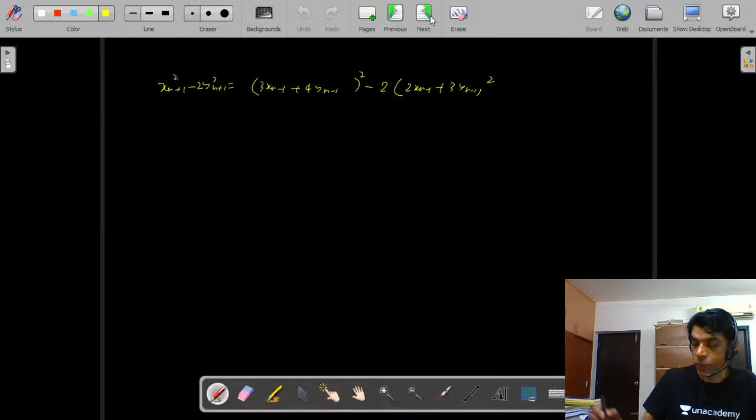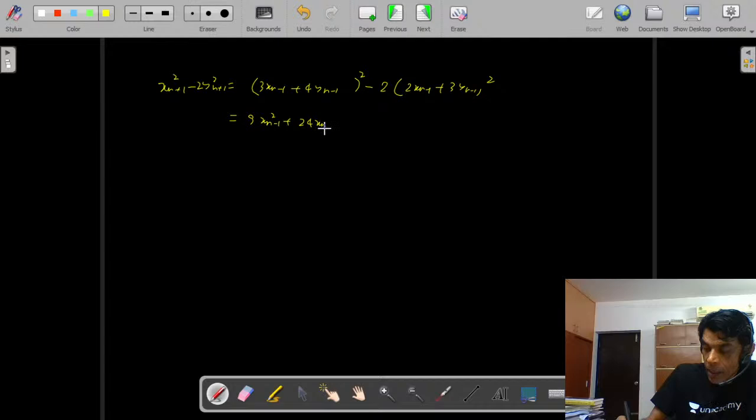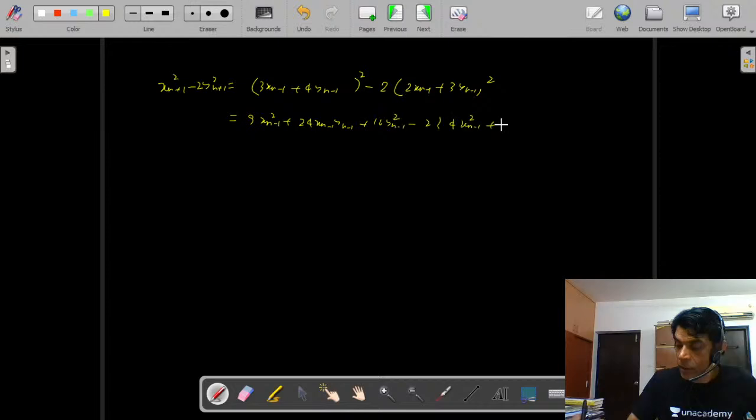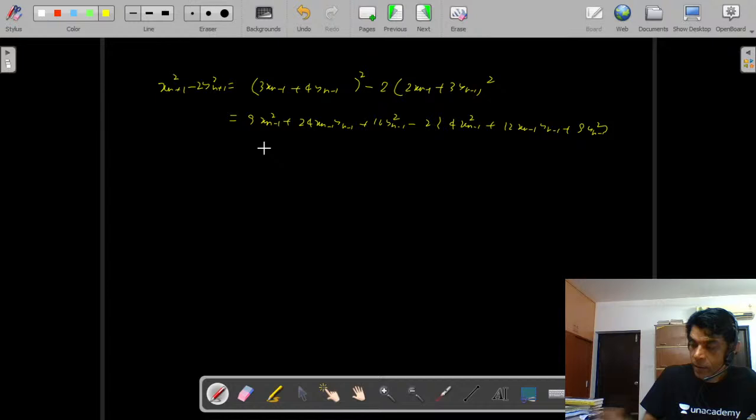Now if I write it out, it will come to 9 xn minus 1 whole squared plus 24 xn minus 1 yn minus 1 plus 16 yn minus 1 whole squared, minus 2 times 4 xn minus 1 whole squared plus 12 xn minus 1 yn minus 1 plus 9 yn minus 1 whole squared. Now you see, things cancel, right? This is 9 and this is 2 times 4, which is 8.